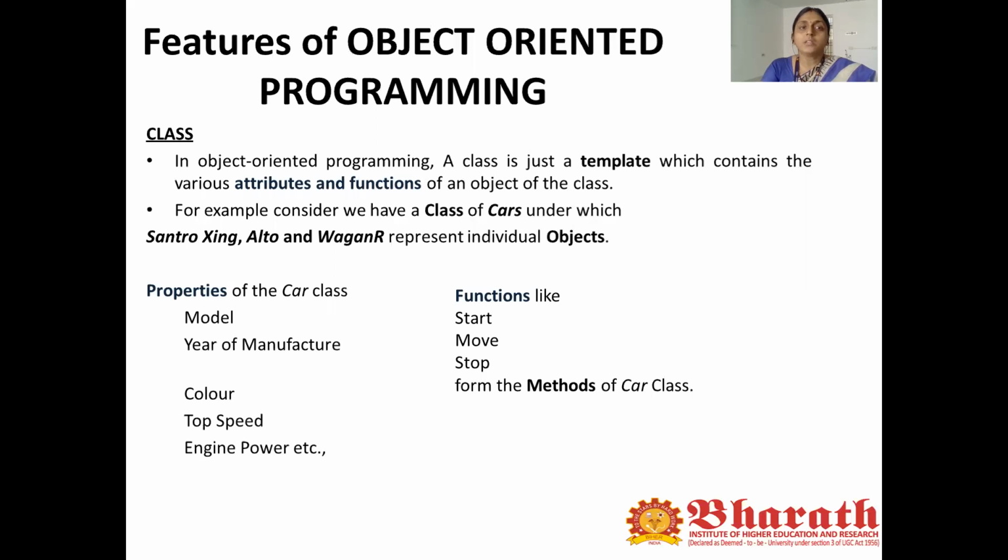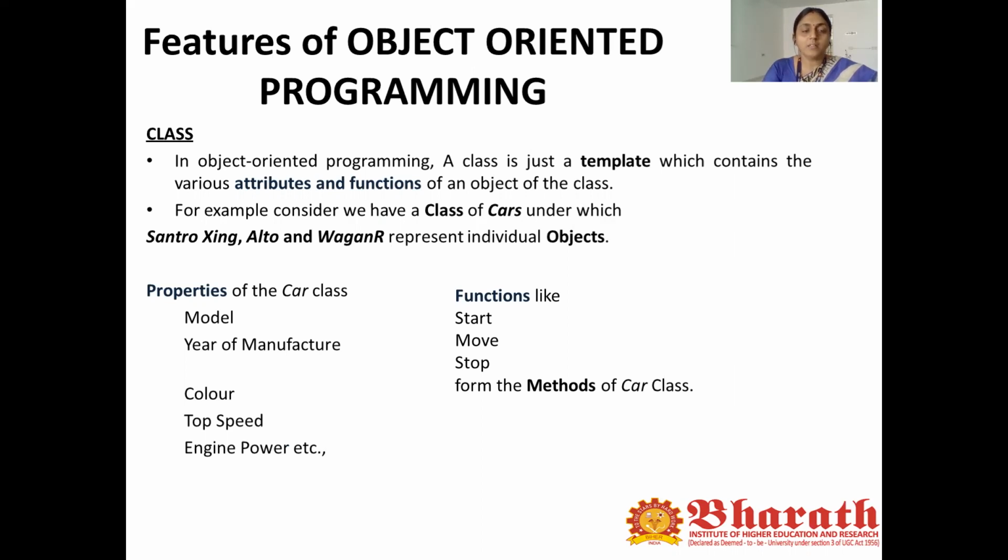Now we will see the features of object-oriented programming. First and foremost important concept in object-oriented programming is class. A class is just a template or a design which contains the various attributes and functions of an object of the class. Here is an example of a class of cars, under which we have a number of cars in the market like Santro, Mercedes-Benz, Alto, Wagon R, and so on, which represent individual objects.